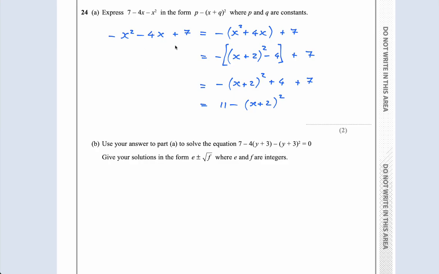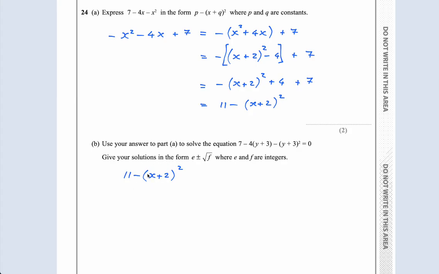Okay, so basically, guys, when it's in this form, we can write it like this. So I can say 11 minus (x plus 2) squared. But he's now saying, look, can you see the similarities? This is 7 minus 4x. This is 7 minus 4 times (y plus 3). This is minus x squared. This is minus (y plus 3) squared. So it's basically this, except instead of x, we have y plus 3.